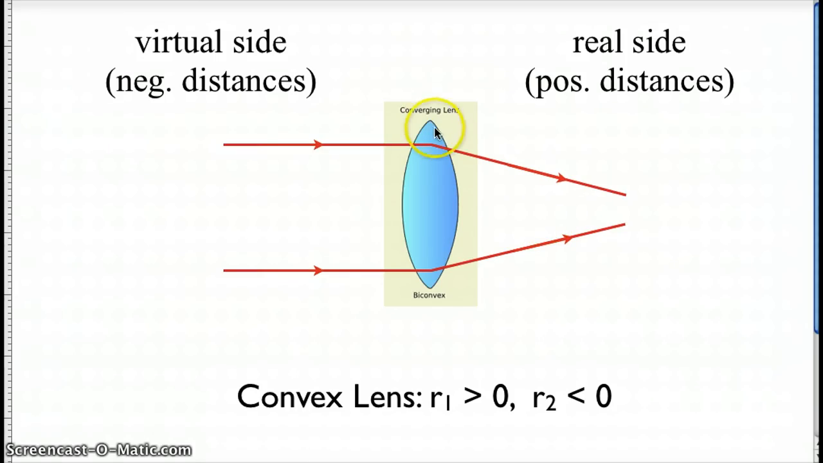The radius of curvature of this outgoing side, that distance was measured over on the left side, on the virtual side, and so R2 is less than 0. So even if R1 and R2 are the same distance, one of those numbers is positive, one of those numbers is negative, and so you don't get 0 in our equation.